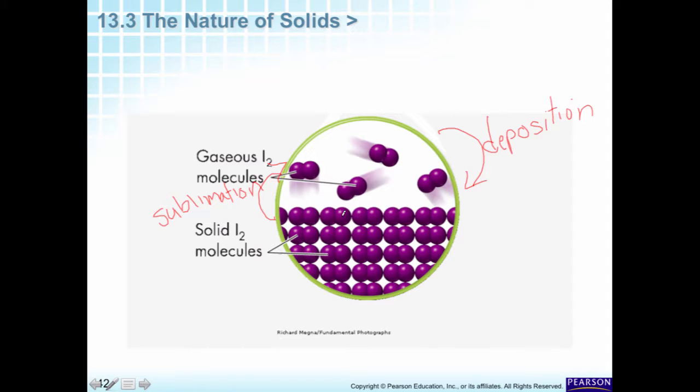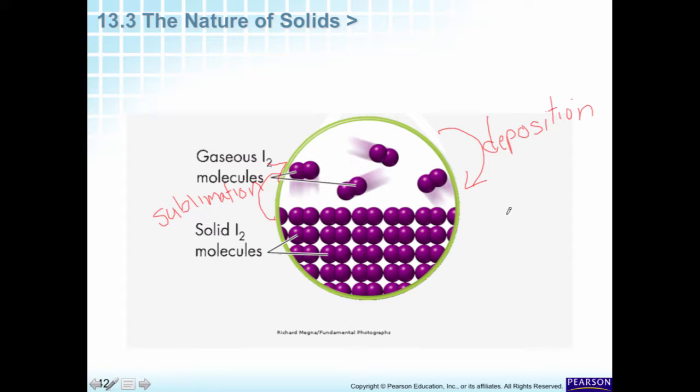So you have sublimation, solid to gas, and deposition, gas to solid. Again, you form a vapor pressure above this, and it will be like with a liquid. But it's not studied as much because there are not a lot of substances that do that.